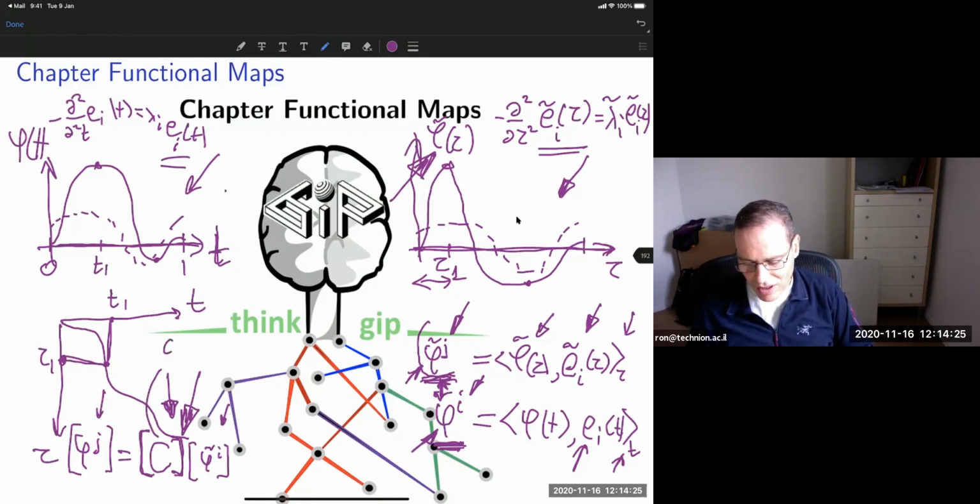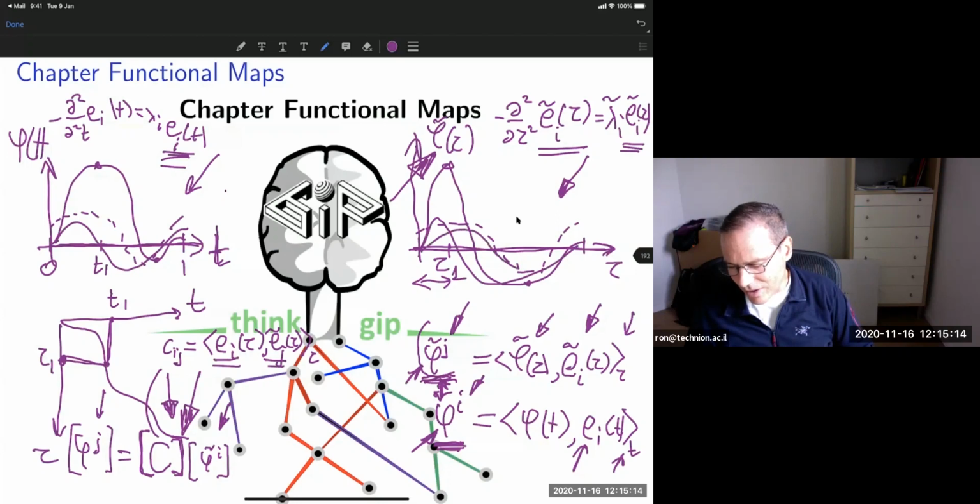The entries of this coefficient matrix, the Cij's, are nothing but the inner product of the Ei's translated into tau with the Ej tilde of tau in the tau basis. So the elements of the matrix that transforms the coefficients of projecting psi into this basis here and psi tilde into this basis there would be nothing but the inner product between the eigenfunctions. I mean, taking the eigenfunction from here, translating it to there, and then inner producting it with the eigenfunctions here. So I'm taking this eigenfunction, which is that guy projected here, and hitting it with this eigenfunction of the Laplacian here. And these would be the entries of this translation matrix.